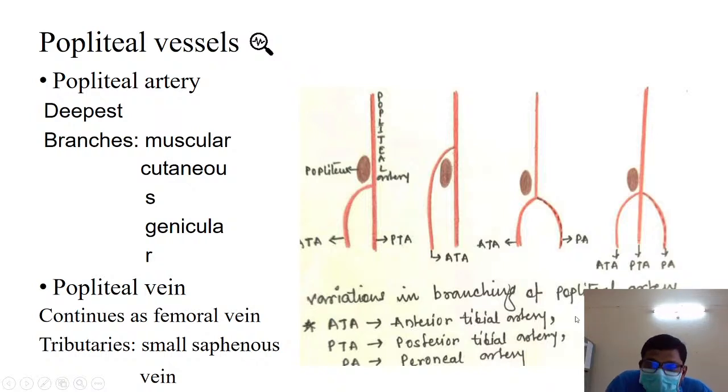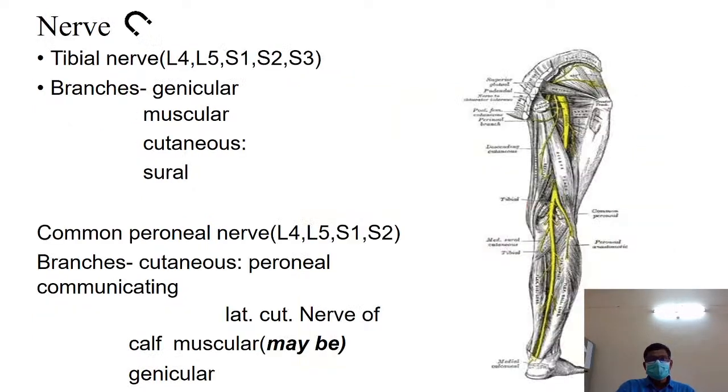So these are the variations of branching of the popliteal artery which are seen in many individuals, and which are of great clinical significance. Coming to the nerve supply, the nerves which pass through this popliteal region are the tibial nerve and the common peroneal nerve.